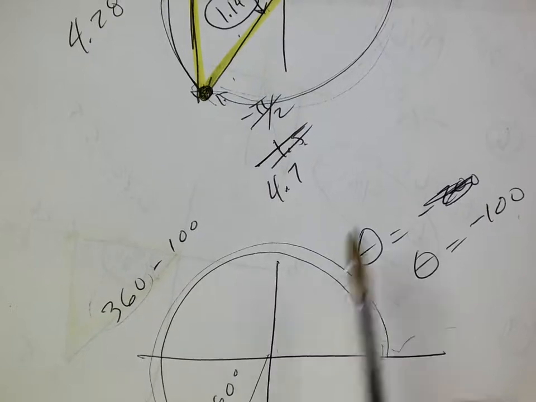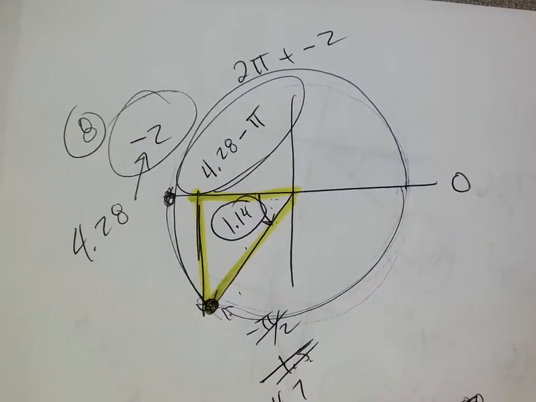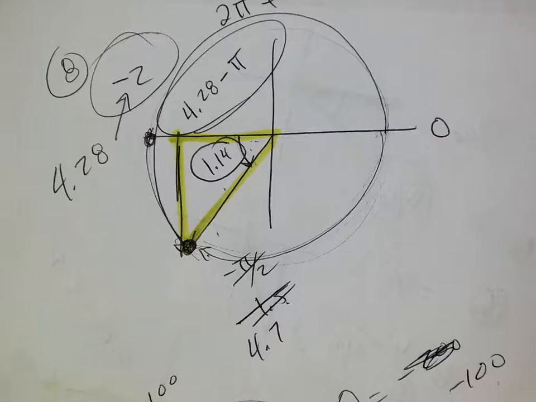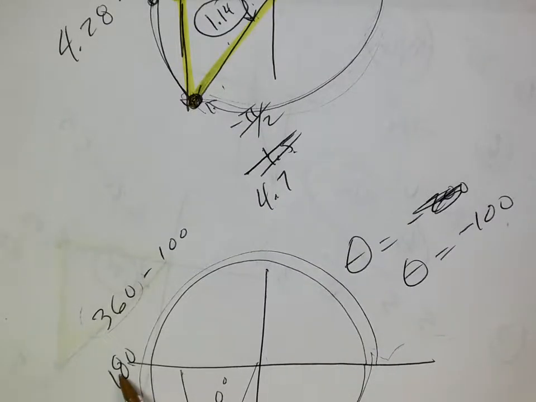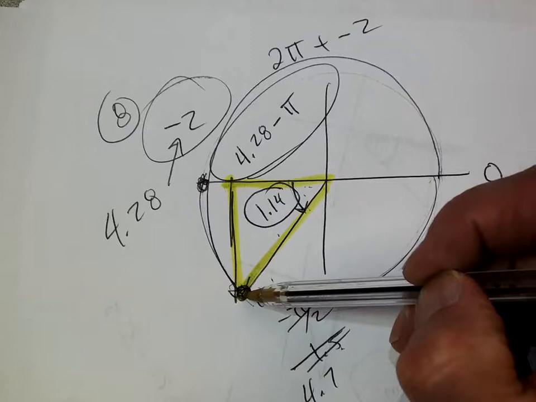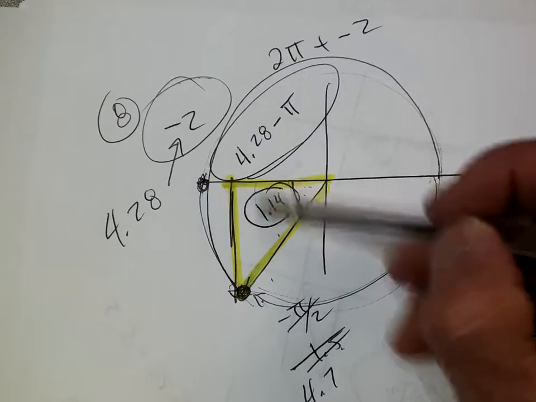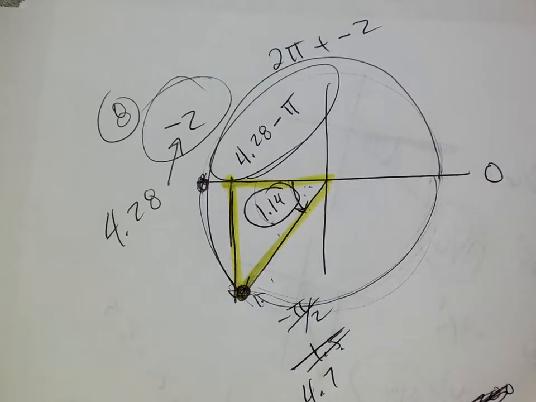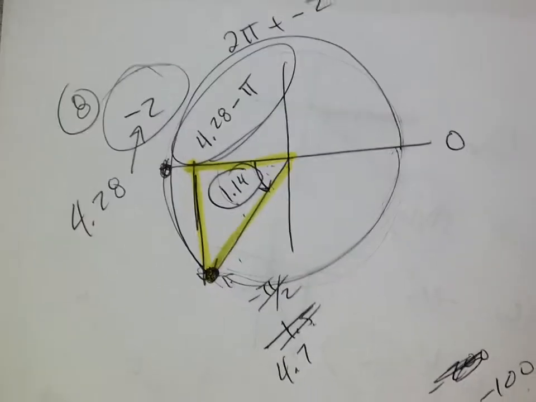All right? Then, to get this reference angle, I would take the 260 minus the 180, right? 260 minus the 180 would give me the reference angle. Doing the same thing, I'm taking the 4.28 minus the pi, which gives me this reference angle, okay? This one's a little bit harder, but most of the test is pretty easy, okay?